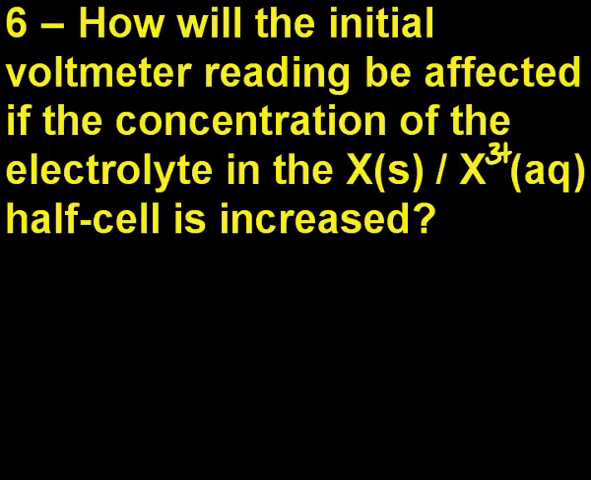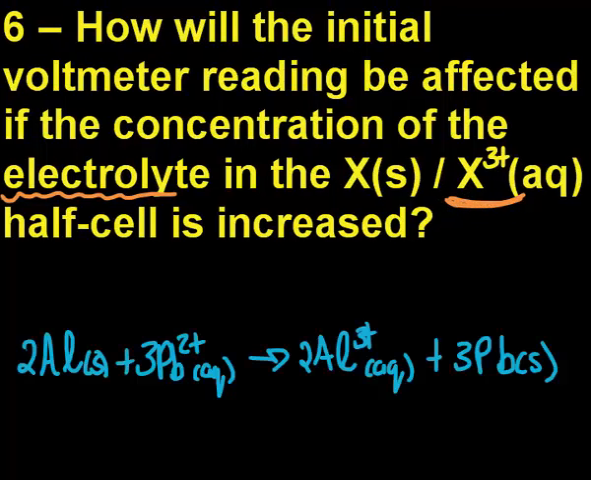Now the next question asks us, how will the initial voltmeter reading be affected if the concentration of the electrolyte in our X solid going to the X3 plus aqueous half cell is going to be increased? So note though that it's the electrolyte that is going to be increased, and that means it's the ionic form X3 plus. Now here's my overall reaction. We now know that this X3 plus is actually my aluminium 3 plus. So they would like to know what's going to happen to the EMF if this electrolyte concentration is increased.